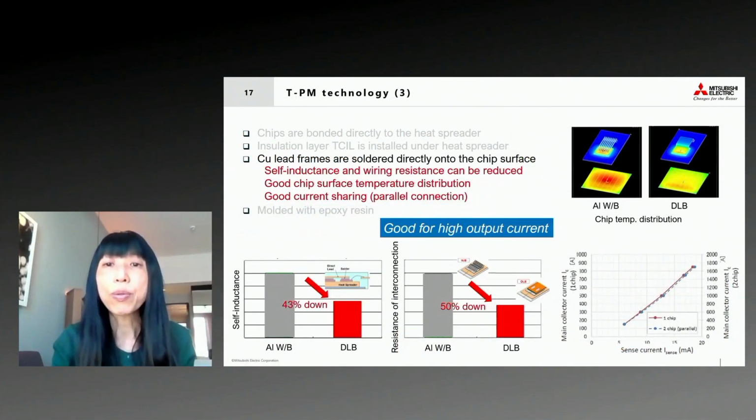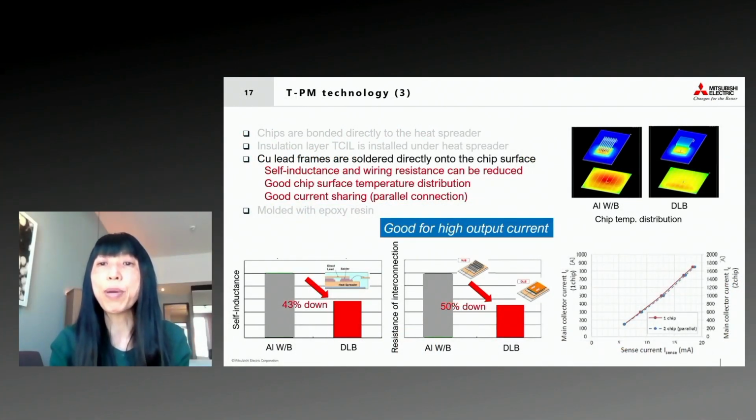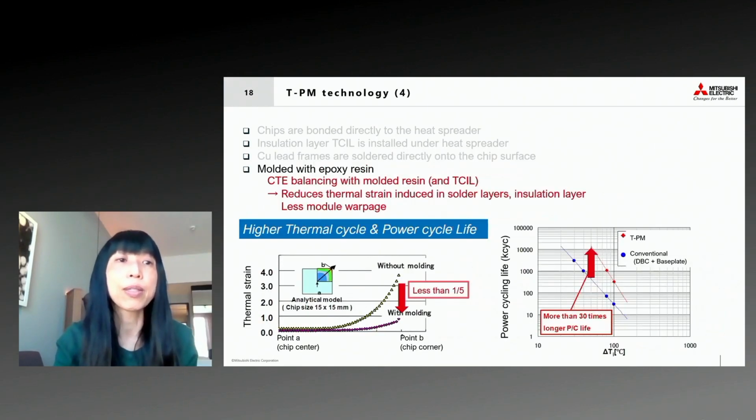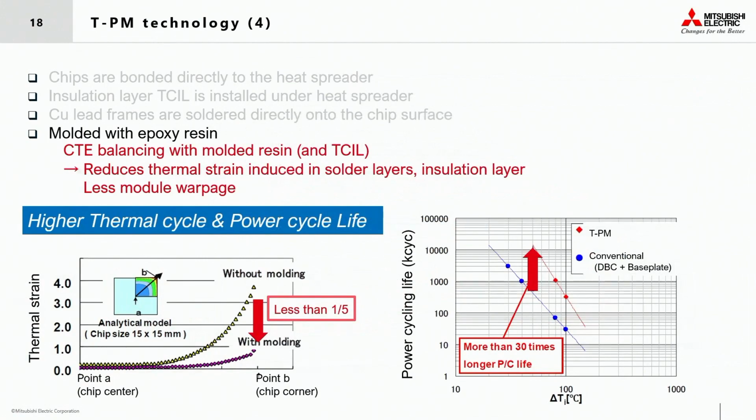In addition, when chips are connected in parallel, there is no difference in wiring length, and thus current sharing can be improved. I can say this is also a benefit for silicon carbide chips. When DLB is applied to a conventional module, in which chips are mounted on a ceramic substrate and gel encapsulated, the thermal stress is significant and can cause critical damage to the chip.